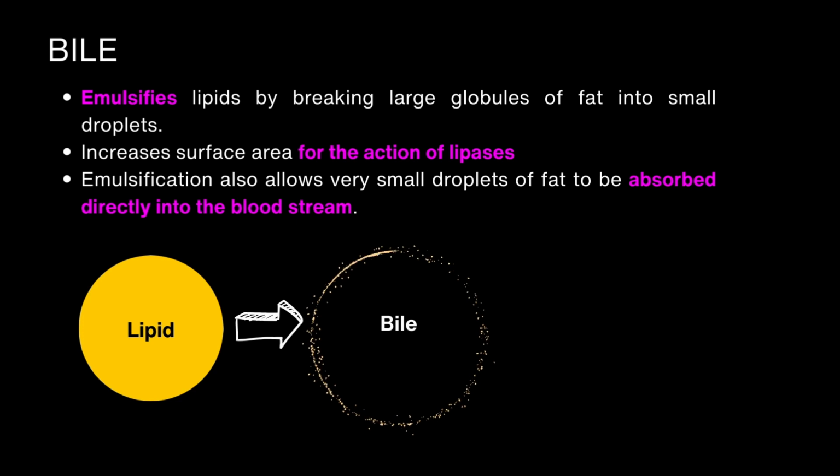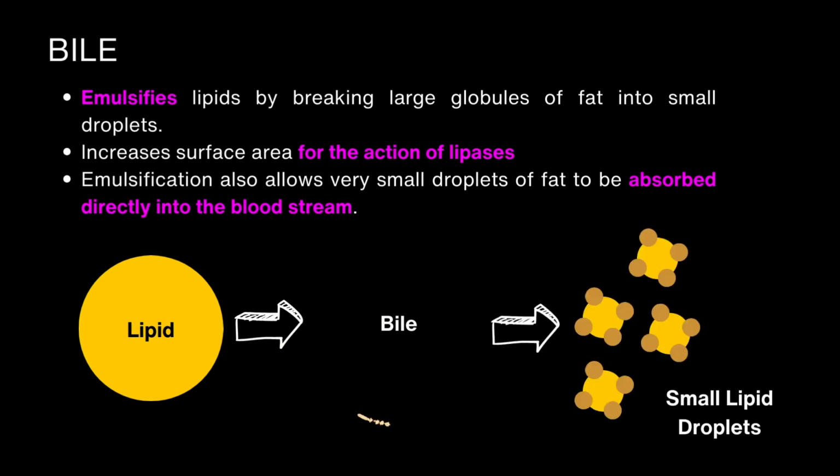So in fats, there's a really important substance which is involved in the digestion, and this is bile. And this emulsifies the lipids by breaking large globules of fat into smaller droplets. And this is really important as this increases the surface area for the action of lipase. And lipase is the enzyme that breaks down fat. It also enables the very small droplets of fat to be absorbed directly into the bloodstream.